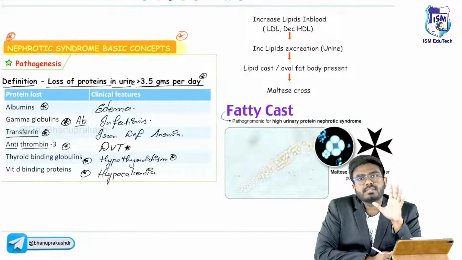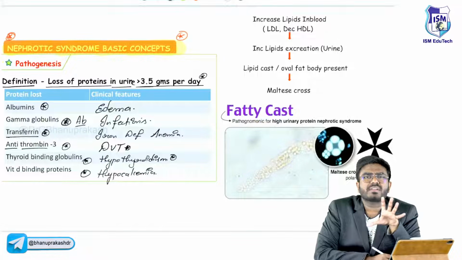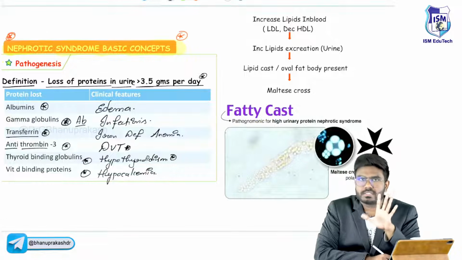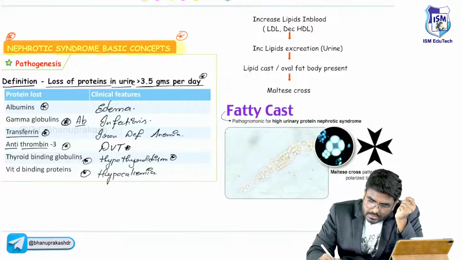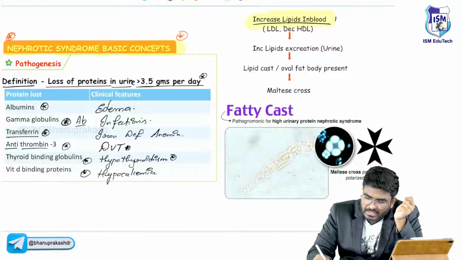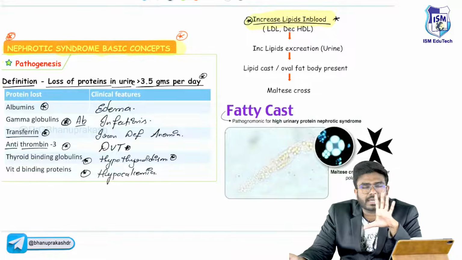Now, important point is they are losing proteins, right? Because of some glomerular pathology, the patient is losing the proteins. True. These patients will not only lose the proteins, but also lose the lipids. So there is increased lipids in the blood, sir. We don't know the exact reason. So till today, we don't know the exact reason why.